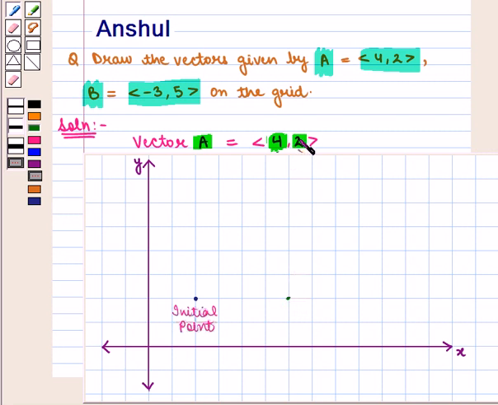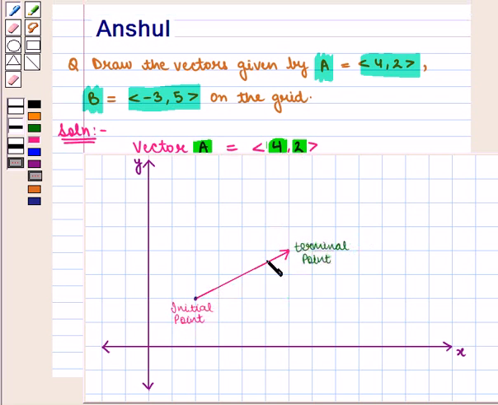Again, the vertical component is also positive, so from here we move 2 units up, 1, 2, and we reach this point. And here, this is the required terminal point. Also, we have moved in the upward direction, so we mark this direction arrow on the line. It represents vector A, which is given by the ordered pair (4, 2).